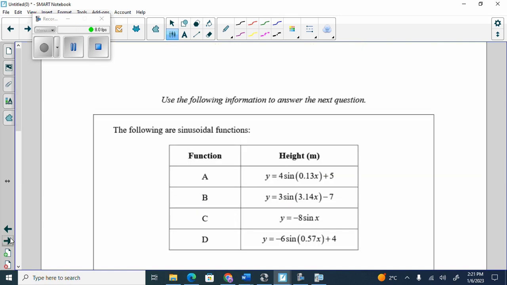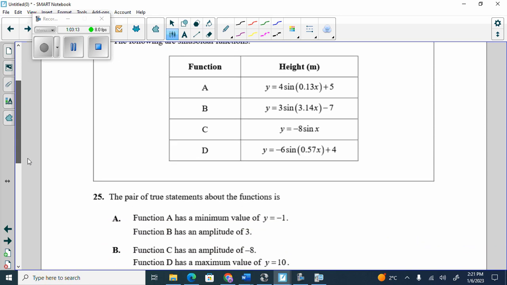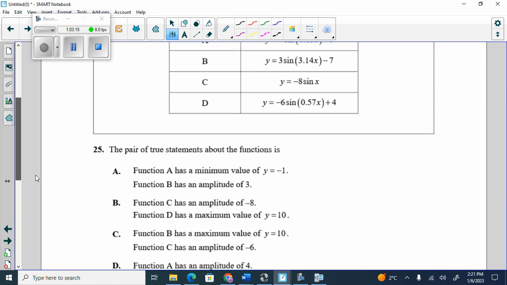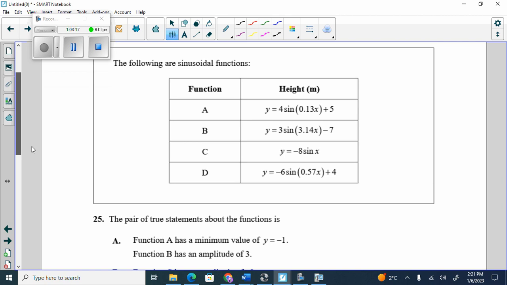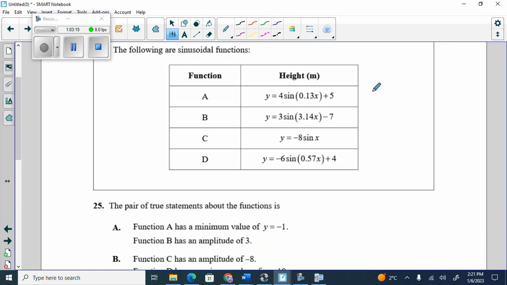Okay, next question. It's going to ask the numeric response multiple choice, which is not much longer. Two more questions. Okay, so this one here is talking about minimums, maximums, and amplitudes. So I'm going to find the minimums, maximums, and the amplitudes for every single one.